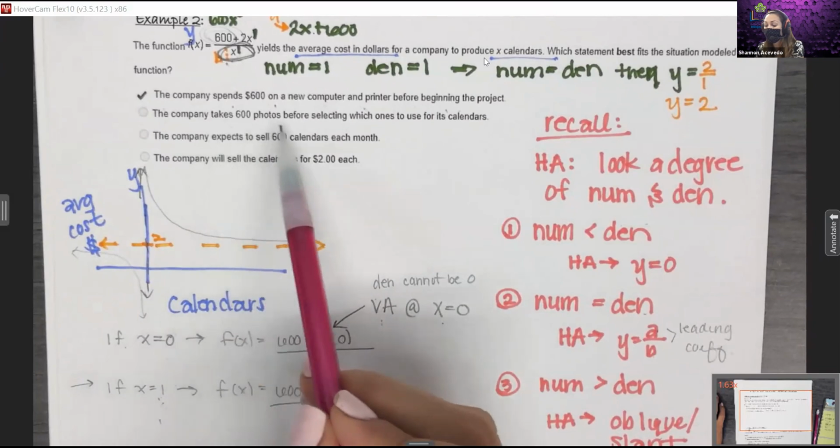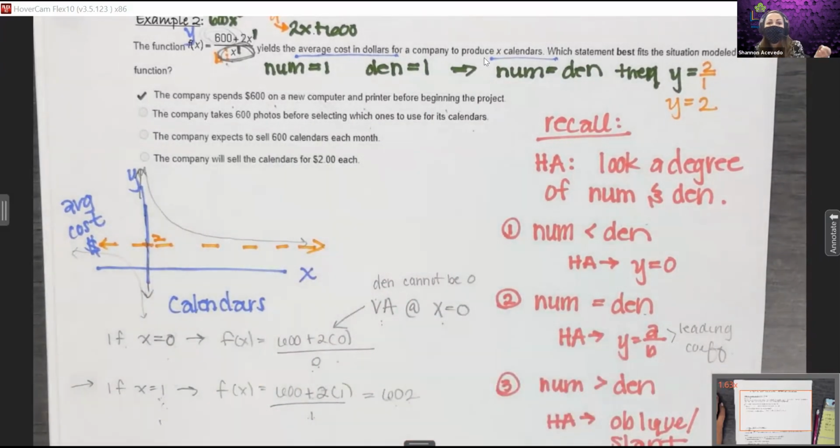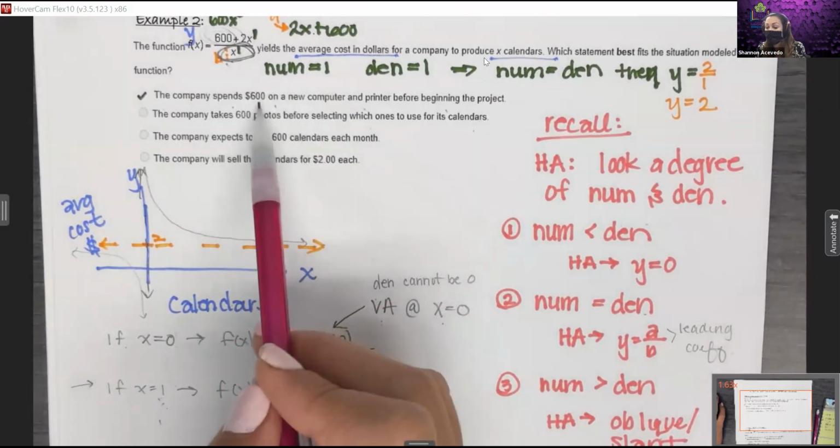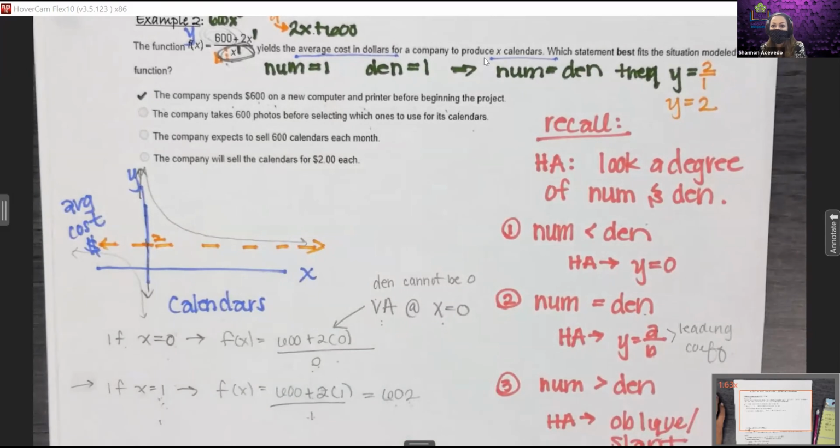The company takes 600 photos before selecting which one it uses for the calendar. It doesn't even talk about the number of photos it takes. That's not going to be an option. So what is this 600 representing is really what's important to you guys. So we're not talking about taking the photos yet, or does it cost for a photo to be taken? That's not even discussed in the problem.